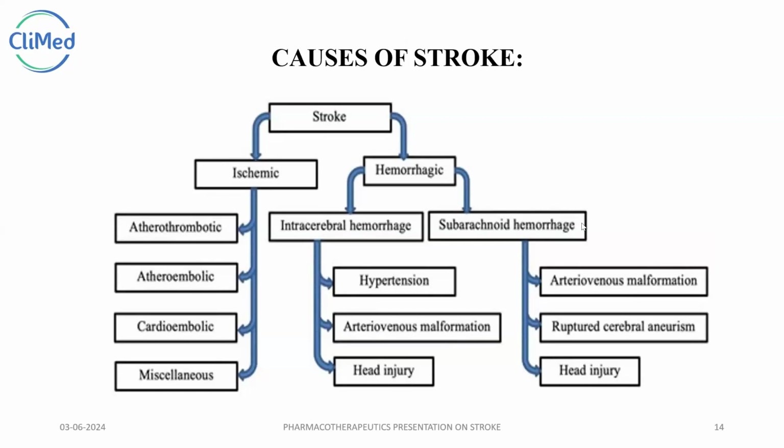Subarachnoid hemorrhage could be because of AV malformations, ruptured cerebral aneurysm, and head injury. What are AV malformations? That is where the blood vessels are getting intertwined. Or you can also say that there is an abnormal connection of blood vessels between arteries and veins. Therefore, that is what arteriovenous malformations are.